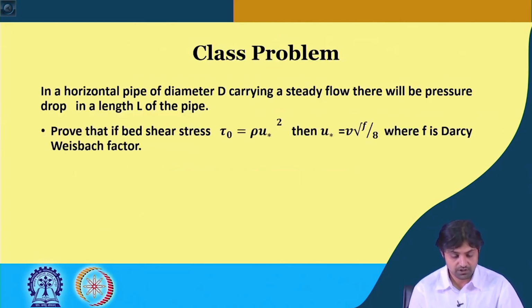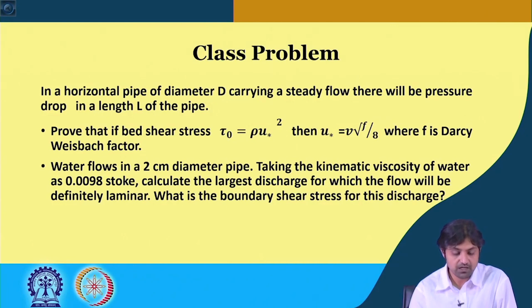Now there is another question. It says that in a horizontal pipe of diameter d, which is carrying a steady flow, there will be a pressure drop in a length L of the pipe. It says prove that if bed shear stress tau naught is equal to rho u star square, then u star can be written as V into under root f by 8, where f is Darcy-Weisbach friction. And then a question is given that water flows in a 2 centimeter diameter pipe. Now taking the kinematic viscosity of water as 0.0098 Stoke, calculate the largest discharge for which the flow can be definitely laminar. So largest discharge will be at largest velocity, that means we will have to utilize some Reynolds number, and then in the end it says what is the boundary shear stress for this discharge. So we will go one by one for the solution.